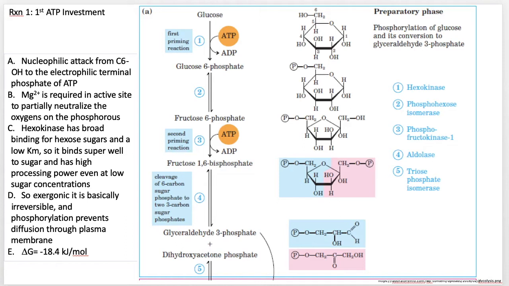Now, what's physically happening? Well, the hydroxyl group, the alcohol on the C6 carbon, okay, that's your C6 carbon up here, is going to be a nucleophile and attack the terminal phosphate. So that's the phosphate on the end of ATP, because there's three of them, right? It's going to attack the end one. That's electrophilic, and it's going to be performing a nucleophilic attack.